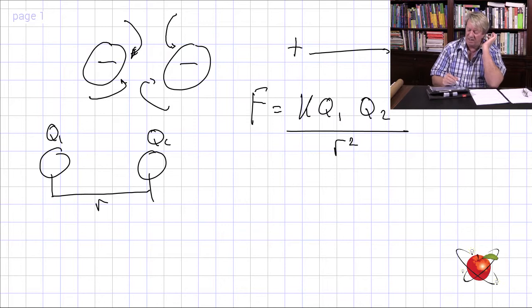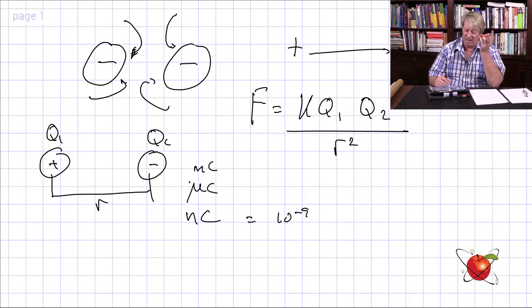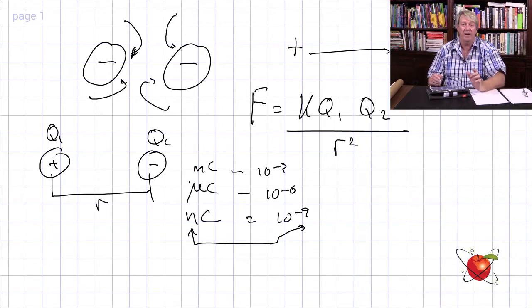If that's a positive and that's a minus, the charge is measured in millicoulombs, microcoulombs, nanocoulombs. Nano is 10 to the minus 9, nano, 9, the N. Milli, we all know, is 10 to the minus 3. Therefore, micro must be 10 to the minus 6. Okay, just a way to remember which one is which.